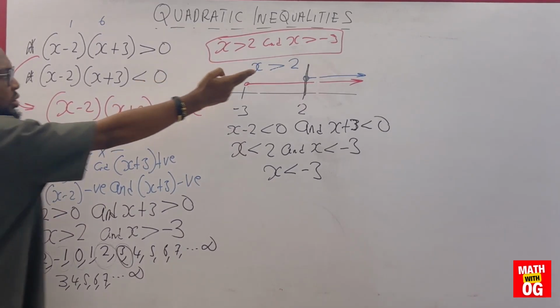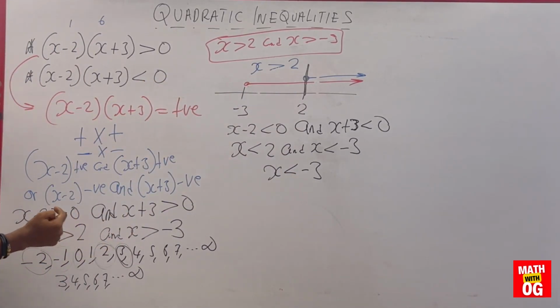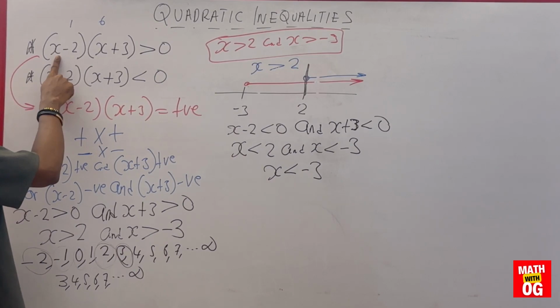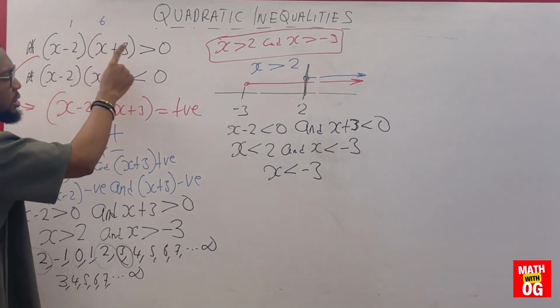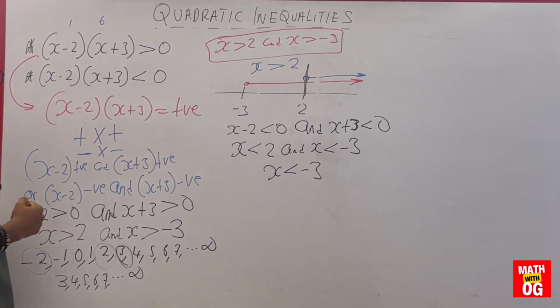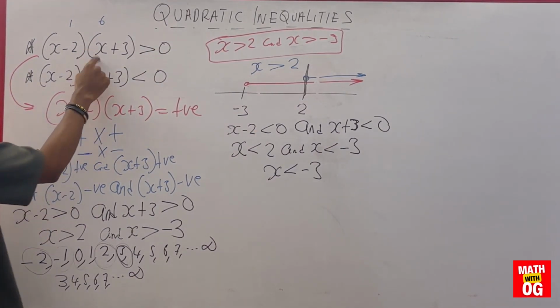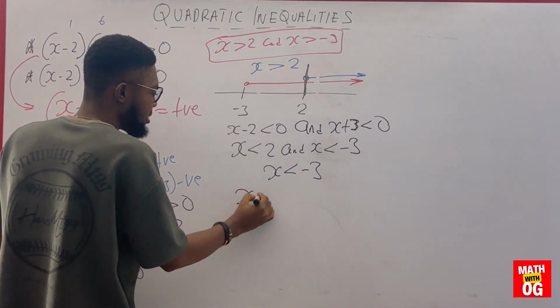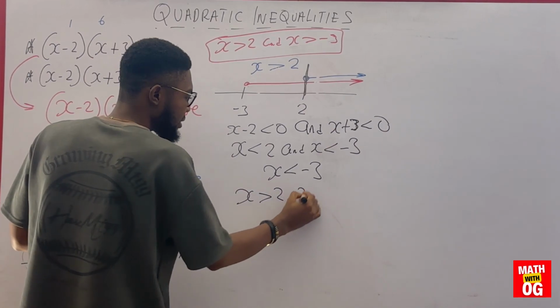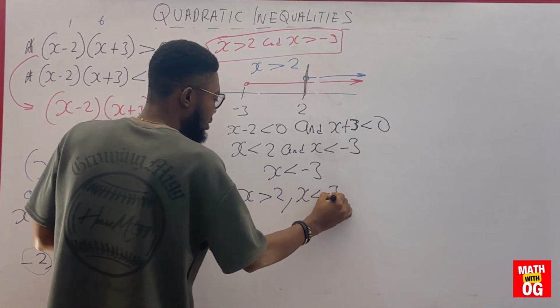Pick 1. 1 is not greater than 2. 1 is not less than minus 3. Put your 1 here, you have a minus 1. Put your 1 here, you have a 4. Minus 1 times 4 is minus 4, and it is not greater than 0. So you can see that the solution to this first question is x is greater than 2, comma, x is less than minus 3.